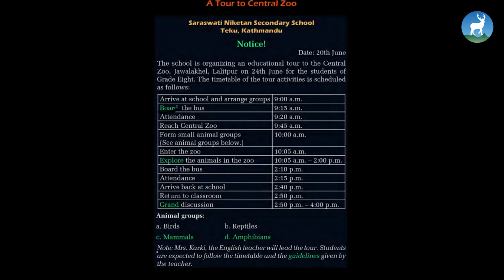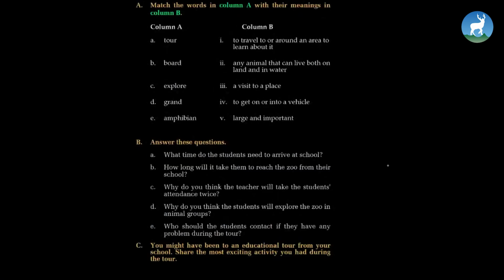Now a note is given at the end of the chapter that Mrs. Karki, the English teacher, will lead the tour. Students are expected to follow the timetable and the guidelines given by the teacher. Here the word guidelines has been highlighted green. So the meaning of guidelines is the instructions given by the teacher. Okay, so this was the chapter. Now let's go into the exercise.